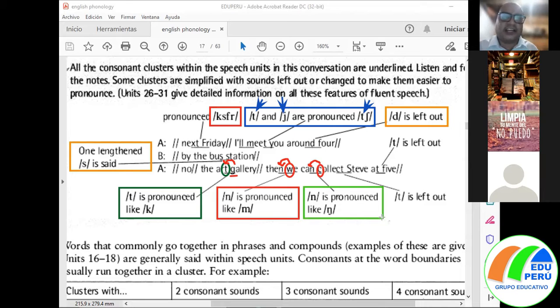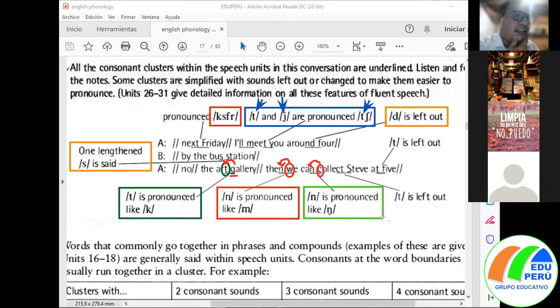Cancole Steve. You don't pronounce the sound ta. You don't say can collect Steve. No, can collect Steve. The ta disappears. The ta sound disappears. All right? The same happens at the end, a 5. You don't say at 5. No, a 5. A 5. Notice here, you don't pronounce the sound ta.